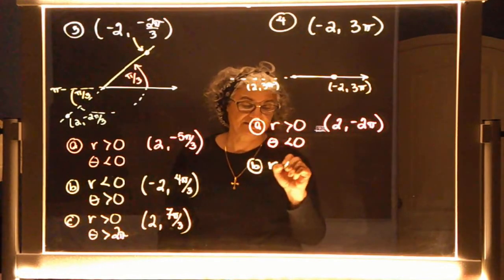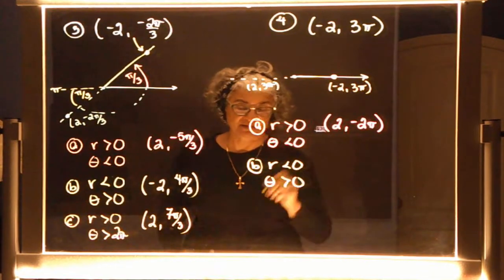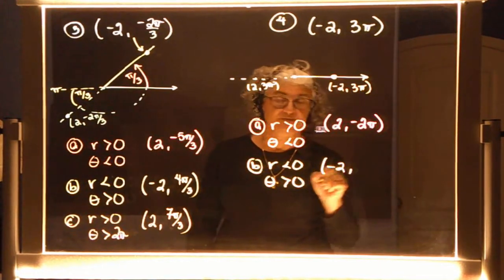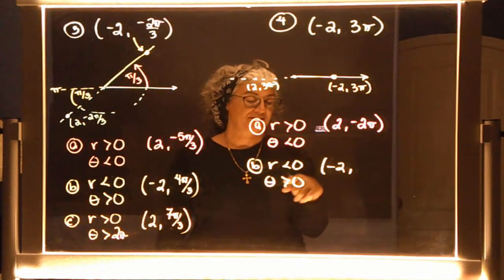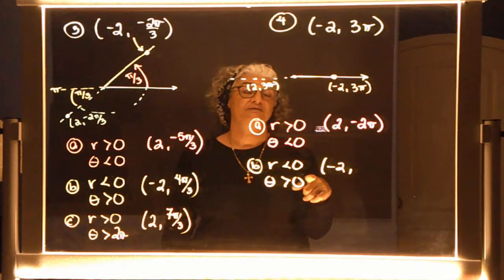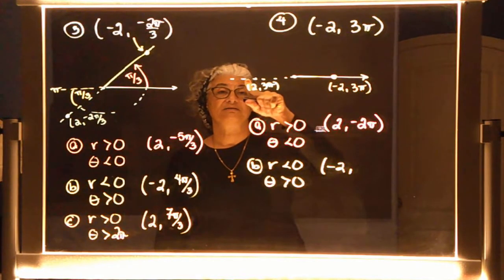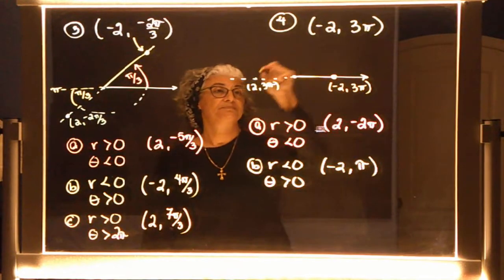The second part wants that distance to be negative and wants my theta to be positive. Well, the distance to be negative, well, that's negative 2. Got it. But if I want my theta to be positive, remember, to get back over here, this is the one you're looking at. This would have been just pi.